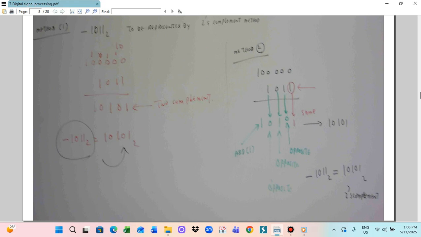You just write the first 1 here, so just 1. The second one, just write the opposite, so 0. The 0, just write the opposite, 1. And the final one, just write the opposite, 0. At the end, you just put the additional 1. So that will be 1 0 1 0 1.